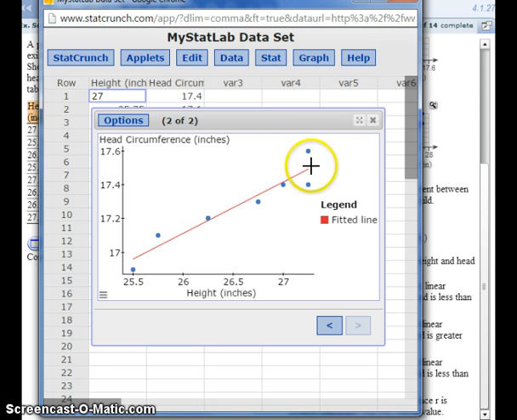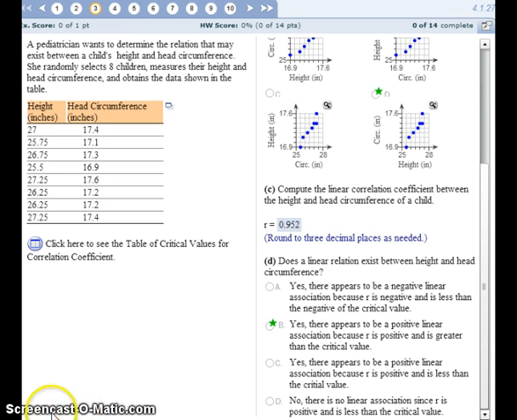And there's that trend line, and like I just mentioned, it has that positive slope. So there's a positive linear relationship.